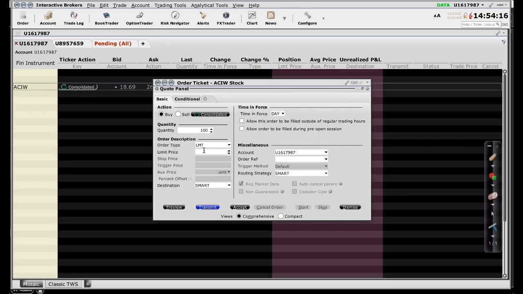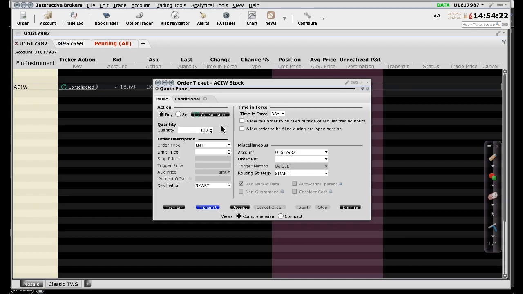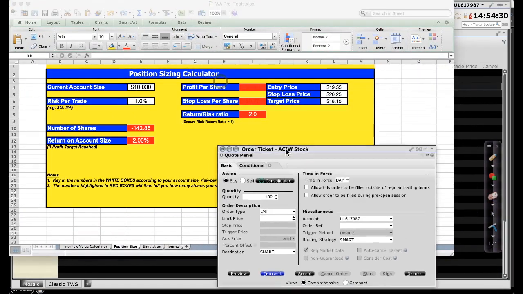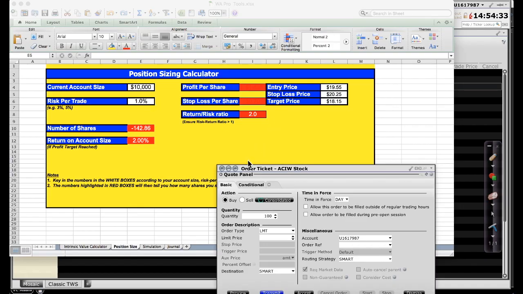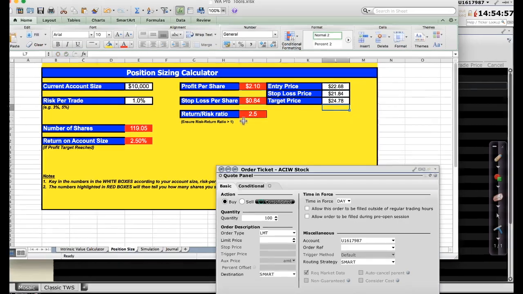And we have got this panel that comes up, right? So first I have to key in the quantity. How many shares do you want to buy, all right? Well, you have to use your position sizing calculator, right? So again, this is the calculator that you have, okay? So you have to key in your entry price. The entry price was 22.68. And our stop loss was 21.84. Your target price, 24.78. Right? So the risk to return ratio is 1:2.5.